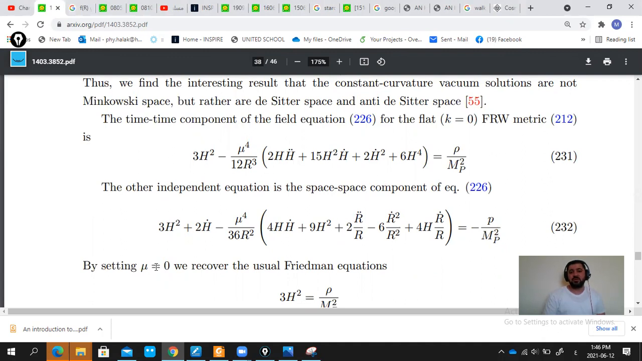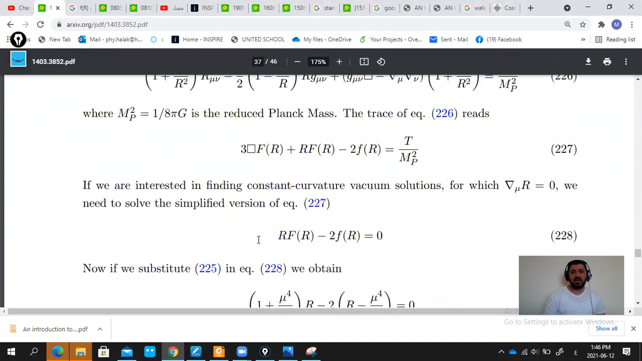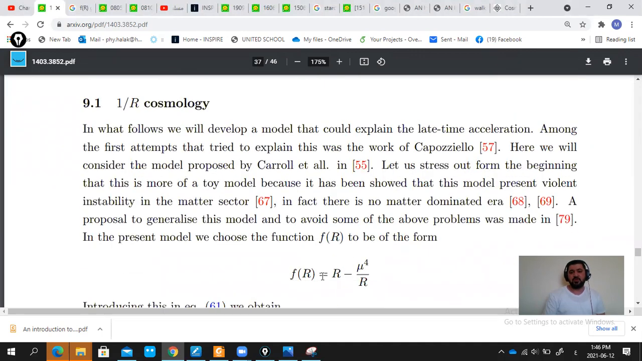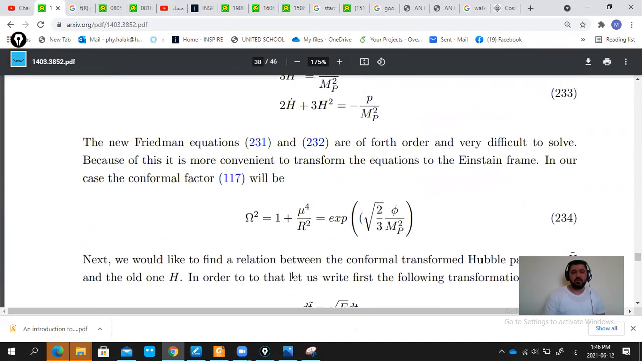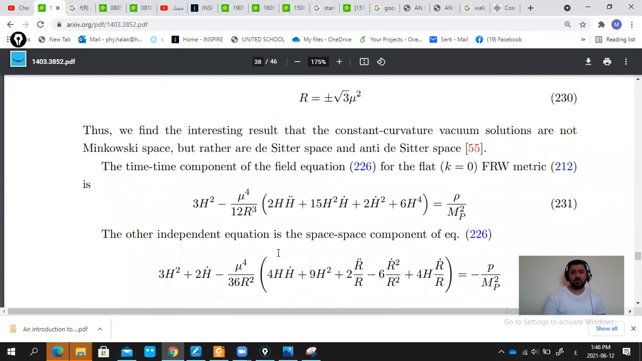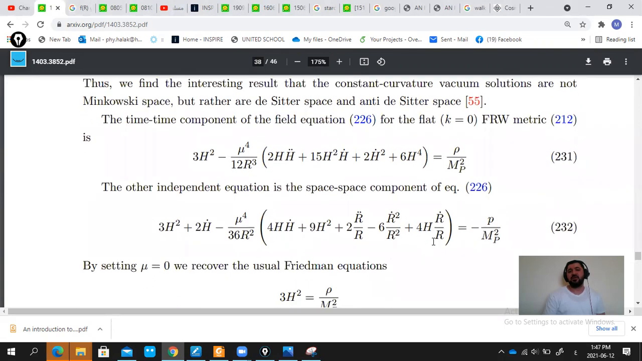Now if we put mu equals 0, what is the meaning of that? It means that we have f(R) equals R. So if we put mu equals 0, all of this term will be cancelled, and then we will recover the Friedmann equations again, but in terms of the Hubble parameter, where the Hubble parameter is a dot over a, the time derivative of the scale factor over the scale factor.